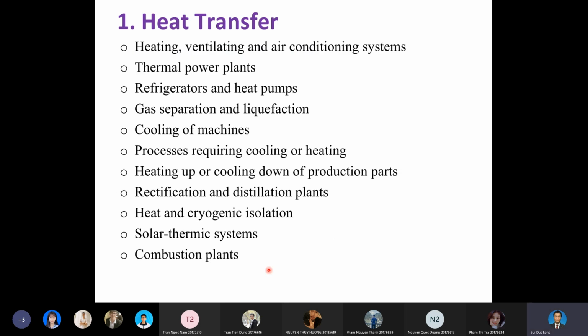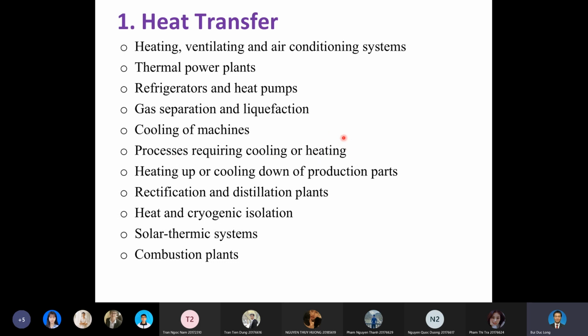So heat transfer involves a large aspect of thermal engineering. It includes heating, ventilating, and air conditioning systems. It involves thermal power plants, which is very important, to produce electricity. Also refrigerators and heat pumps, gas separation and fractionation, cooling of machines. Processes are requiring cooling and heating.